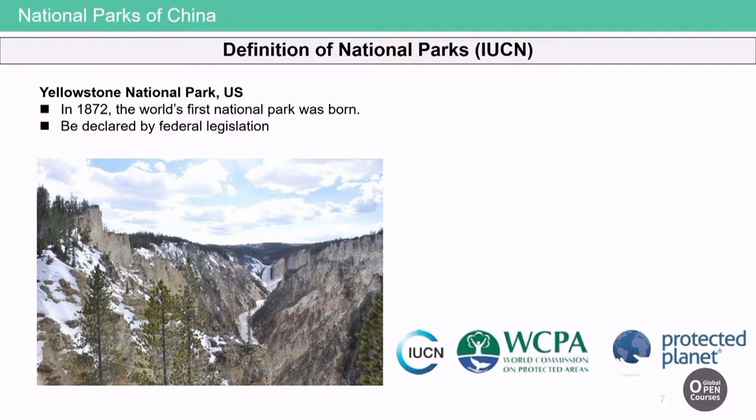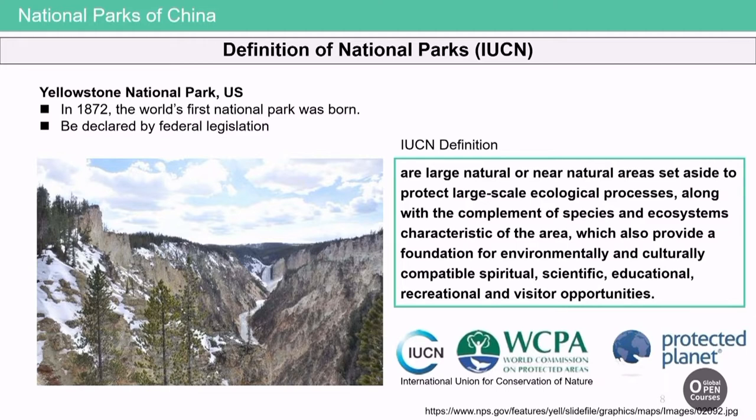The IUCN, the International Union for Conservation of Nature, defines national parks as large natural and near natural areas set aside to protect large-scale ecological processes, along with the complement of species and the ecosystems characteristic of the area, which also provide a foundation for environmentally and culturally compatible spiritual, scientific, educational, recreational, and visitor opportunities.